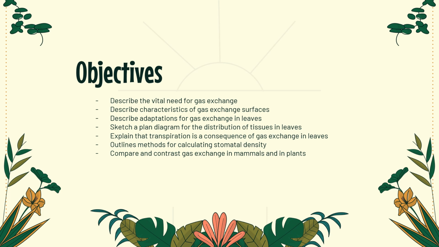Our objectives for today: we're going to talk about the vital need for gas exchange in living things. We're going to talk about characteristics of gas exchange surfaces and adaptations that leaves have for gas exchange. We're going to sketch out a plan diagram for the distribution of tissues in leaves. We're going to talk about how transpiration is the consequence of gas exchange.